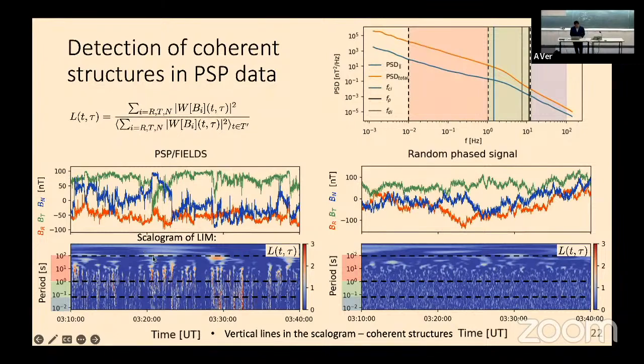And you see that in contrast with the original signal, where there are a lot of vertical lines in the scalogram, so a lot of coherent structures, in the random phase signal there are no vertical lines, so no coherent events. What is also interesting is that these vertical lines are present not only in the inertial range, which is shown by the red band, but they continue down to sub-ion scales, which is shown here in the blue transparent band.